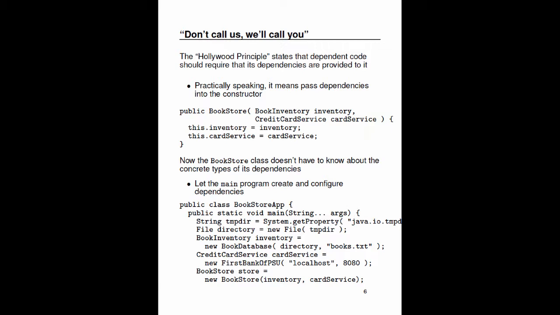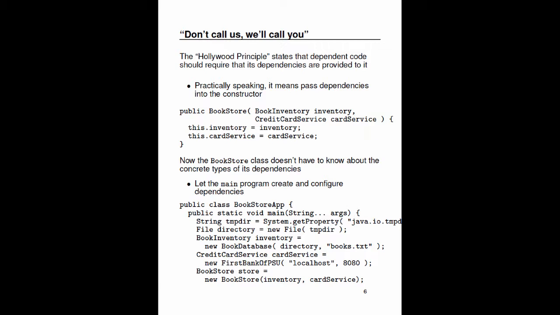The Hollywood principle states that dependent code should require that its dependencies be provided to it. So it shouldn't create the object it depends on. Instead, the object it depends on should be provided to it. And what does this mean in practical terms? Well, the constructor should take all of the dependent objects that it needs. So following the Hollywood principle, our bookstore should have a constructor that takes two parameters instead, the book inventory and the credit card service, and all it does is store it away in the private fields, right? It doesn't have to create new ones or anything like that.